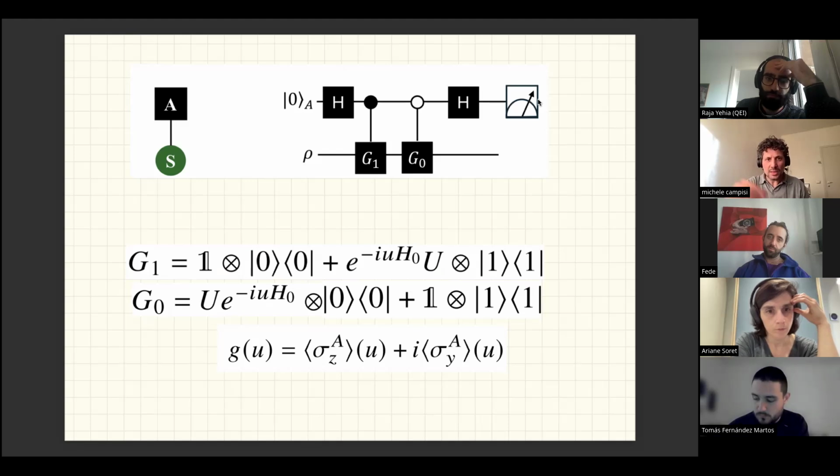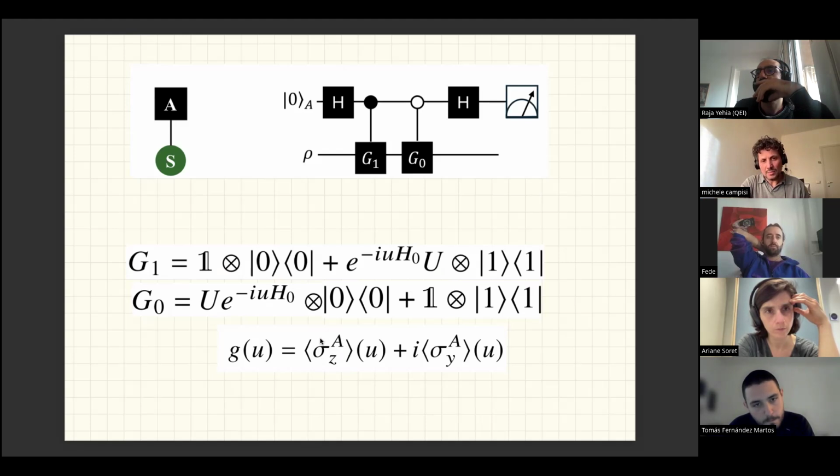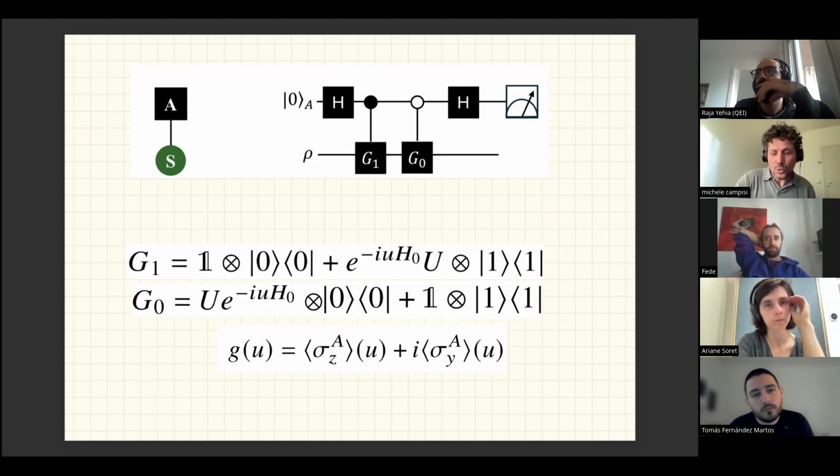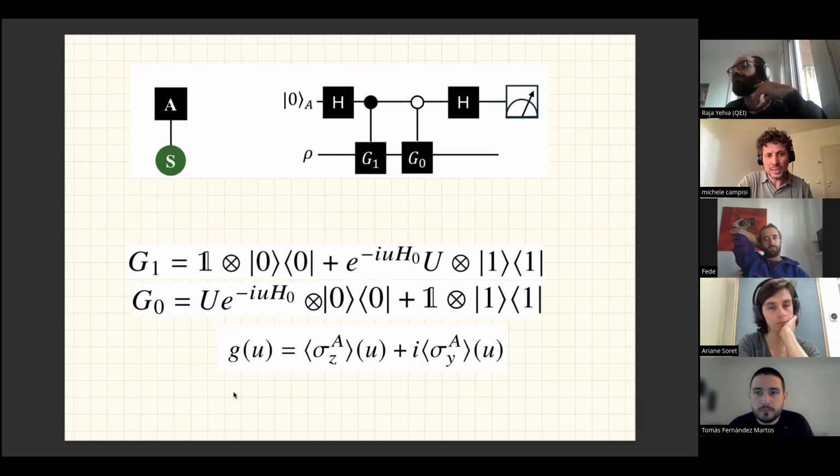Okay, so you repeat this many times in order to measure the expectation value of sigma z and sigma y, and now you collect them. You do the sigma z average plus i times the sigma y average. And that basically is a function G of u, which, and I'm going to show that in a second, is basically the characteristic function of work that you are after.